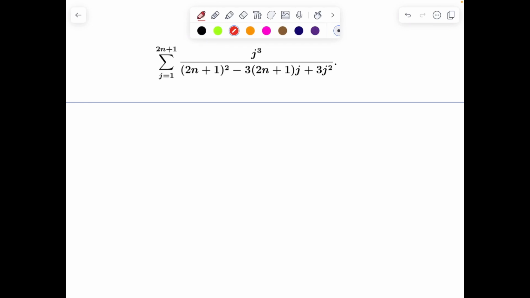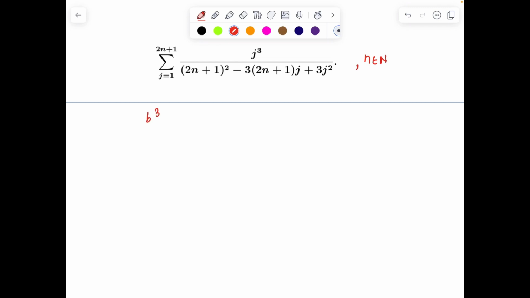So j is running from 1 to 2n plus 1. We have a given expression, and clearly n is a natural number, a positive integer. So we need to find the value of this. As you can see, the summation is in the form of something cubed by something squared minus 3 times something plus again 3 times something squared.